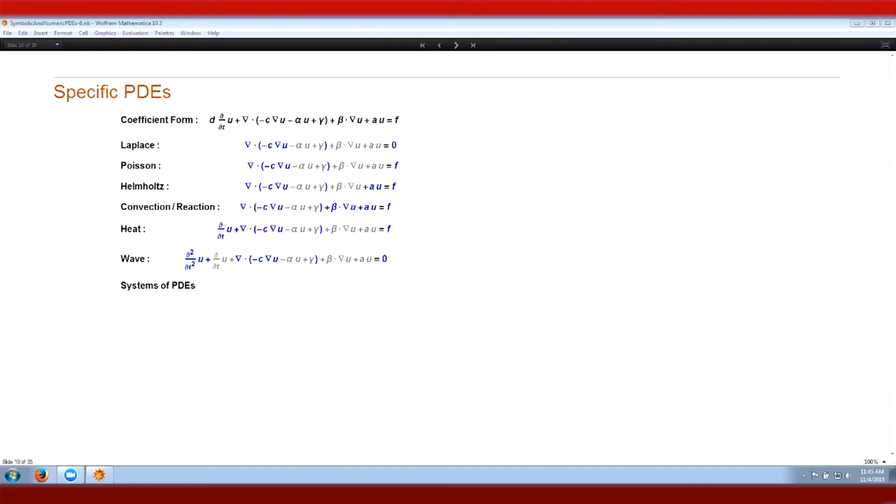The Helmholtz equation has an additional term plus a u. A convection reaction type equation has additional terms beta dot gradient u plus a u. A heat equation is a time-dependent version. A wave equation has a second-order time derivative, and NDSolve will convert higher-order time derivatives to systems of first-order PDEs. These coefficients, c, alpha, beta, gamma, and a, f, can all depend on space and time.